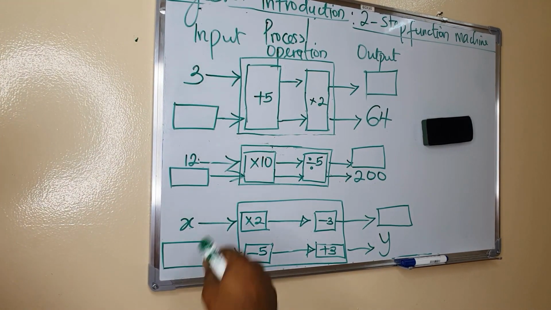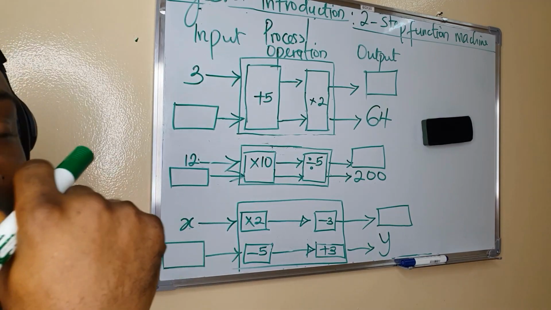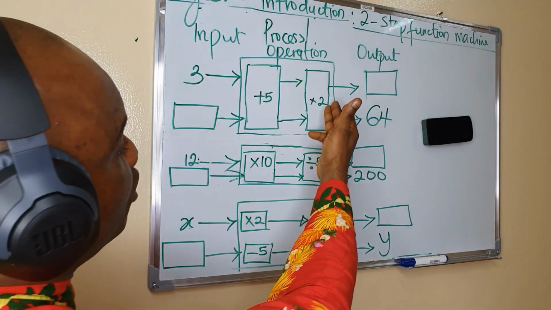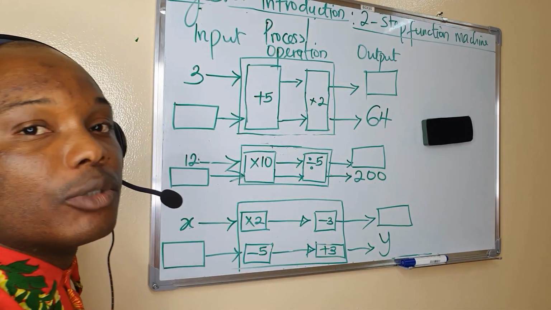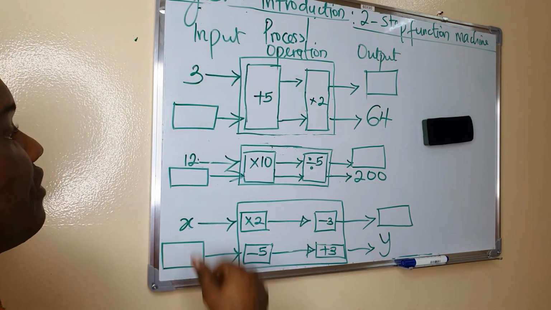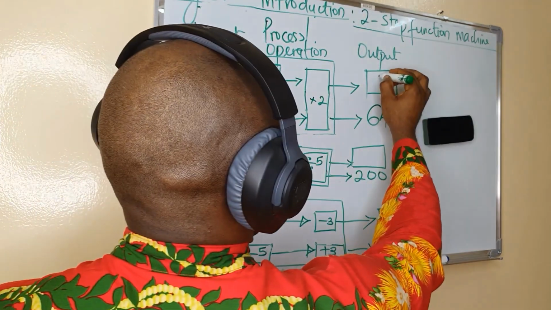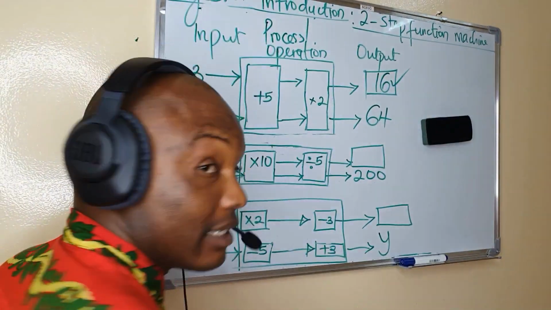First, we have the first function machine given to us up here, where we have to add 5 to the input and multiply whatever we get by 2 to get the output. To begin, we have 3. So 3 add 5 gives us 8. 8 times 2 will give us 16. This is done. As easy as that.